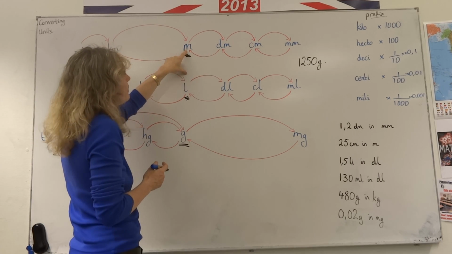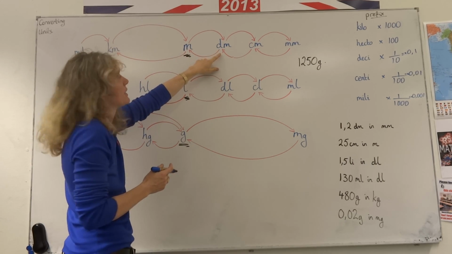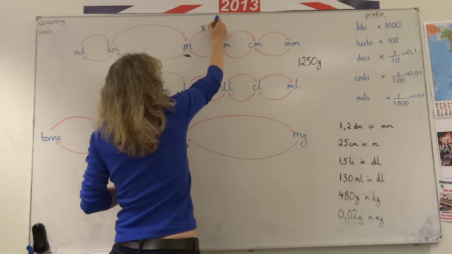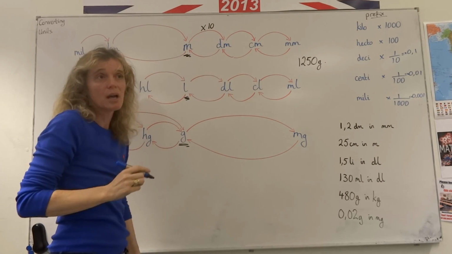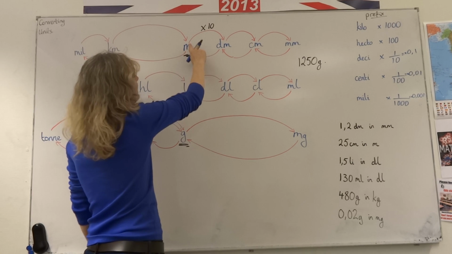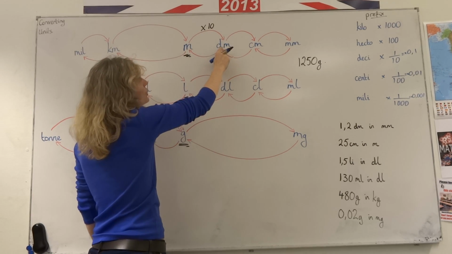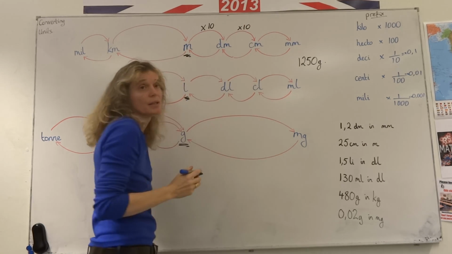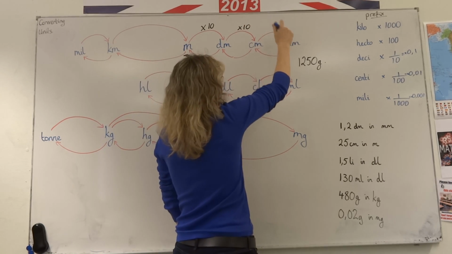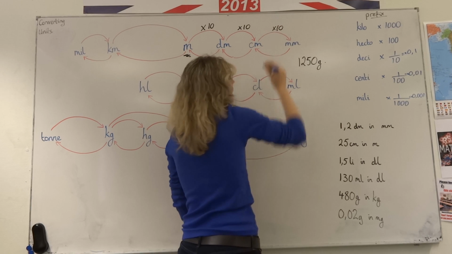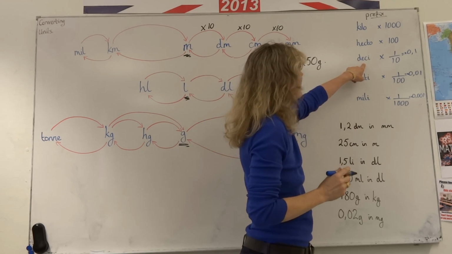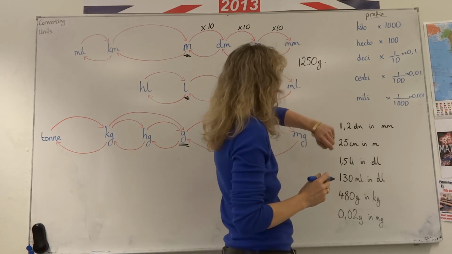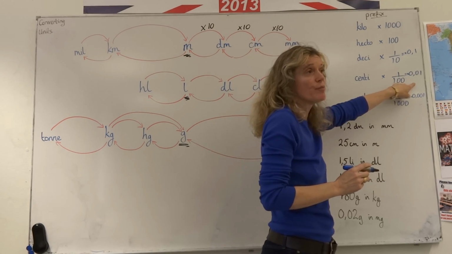So if I had 1 meter and wondered how many decimeters that would be, it would be 10 decimeters. I'd multiply by 10 to go from meter to decimeter. To go from decimeter to centimeter, I'd multiply by 10 again. And to go from centimeter to millimeter, I'd multiply by 10 again. Deci is 1/10 of a meter. Centi is 1/100th of a meter.